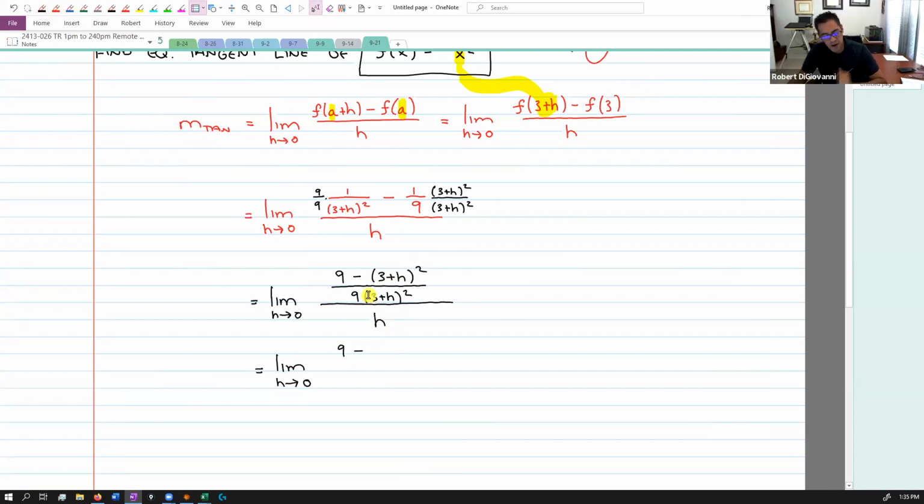Let's do this. Be very careful with this minus. That minus is going to distribute to everything this becomes. Now, I'm trusting that you can multiply that out on your own. Foil it, right? Collect like terms. I hope that everyone's comfortable with that becoming this. But I have to subtract it. So I have to subtract every term. Minus 9, minus 6h, minus h squared. All over 9, 3 plus h squared, all over h.